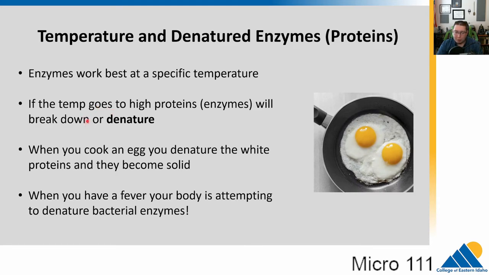And you're probably familiar with denaturation because if you cook an egg, right, you have the egg white that is in there, it's liquid when it comes out of the egg, right? As you apply heat in the pan, the proteins that are in the egg white begin to denature, they break down and form into a solid mass. So you probably didn't know it, but you've been denaturing proteins for a long time if you eat eggs.